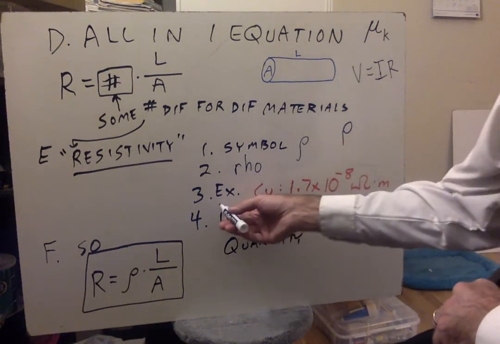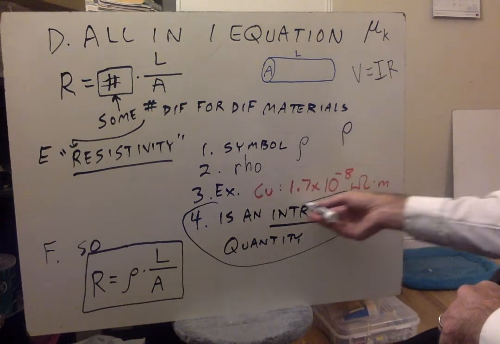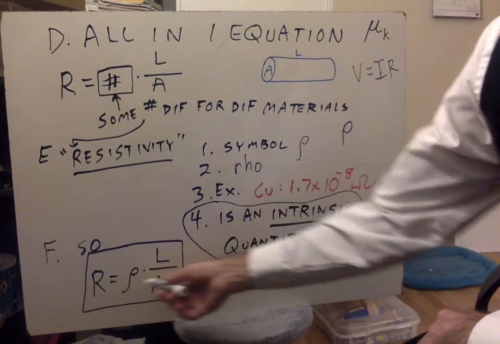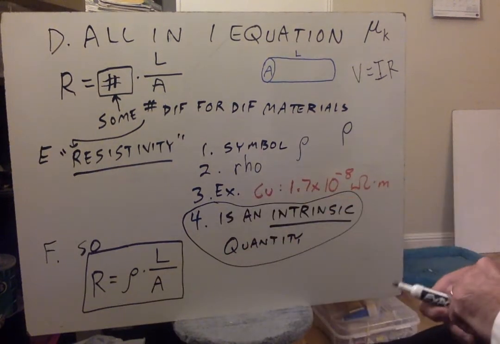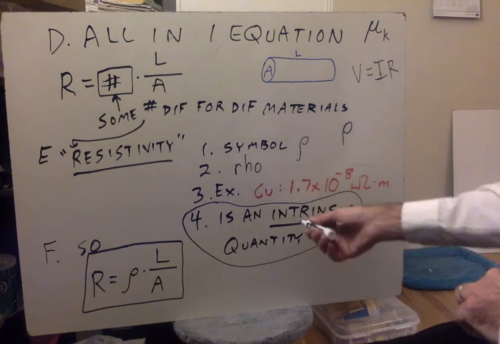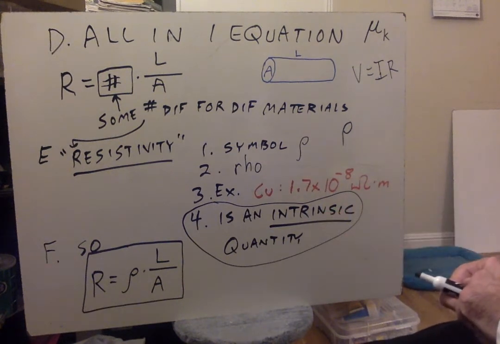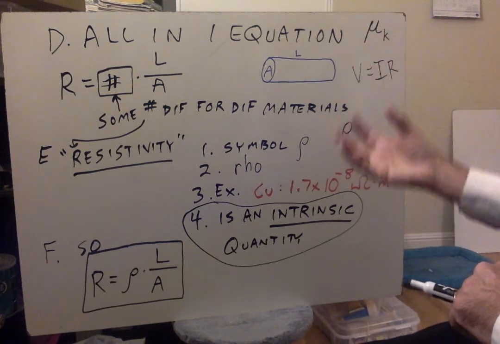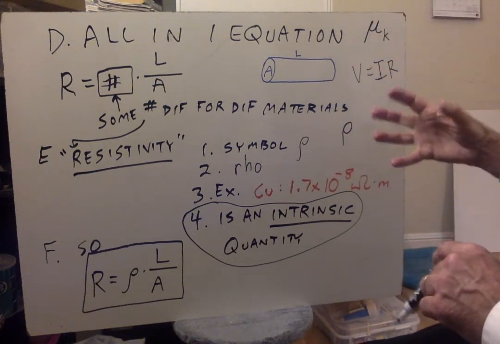Now, we'll pause and take a minute to explain what this means. But first, look at the equation now with the correct symbols in it. This is the equation on the equation sheet. You should be familiar with what each letter means for this. And now let's come back to this. Resistivity is what you call an intrinsic quantity. That means it's a property of the material, not the dimensions of the object.